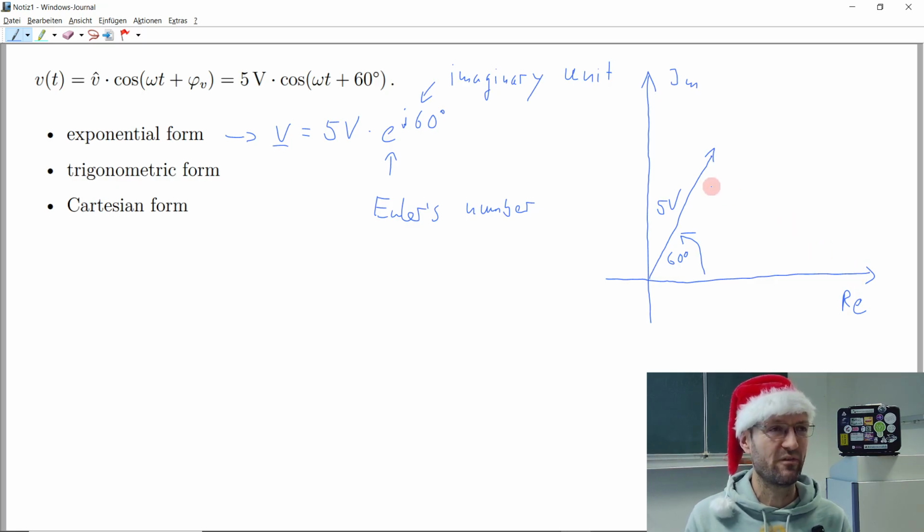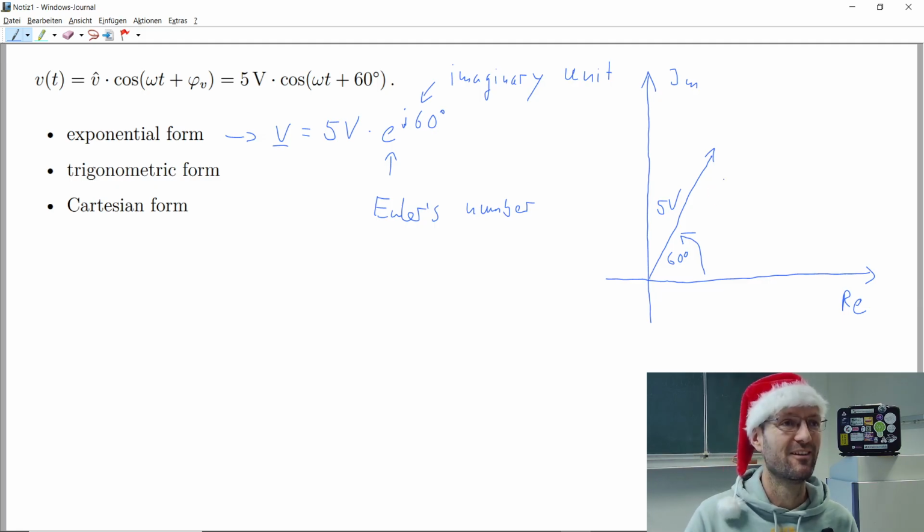What is the difference to a vector? Why is it not a vector? It's looking like a vector. Say again?